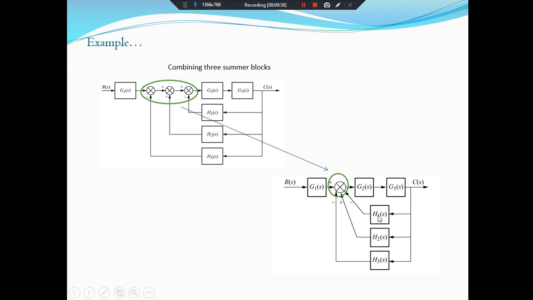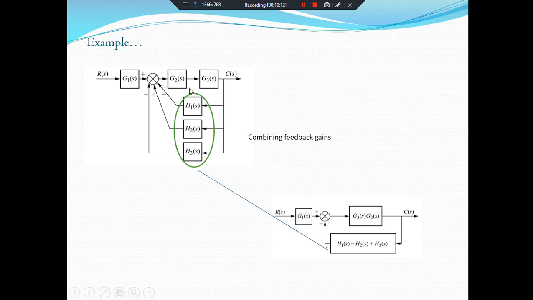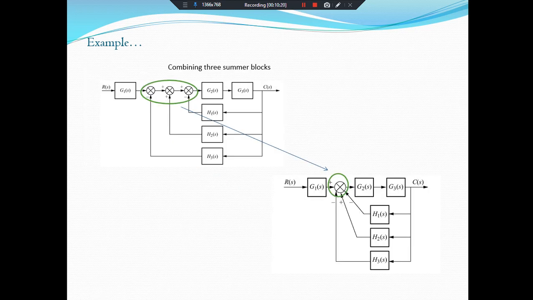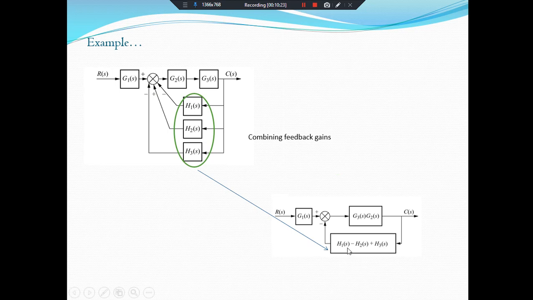Now these three feedback loops will combine on a single summing junction, and as you can see, H1, H2 and H3 are in parallel. We can replace these three by a single block, as H1 is negative, H2 is positive, and H3 is negative. So we can write H1 of S minus H2 of S plus H3 of S, and we will put a minus sign here because it will become minus H1 of S plus H2 of S minus H3 of S, as shown here. Now what will be the next step?